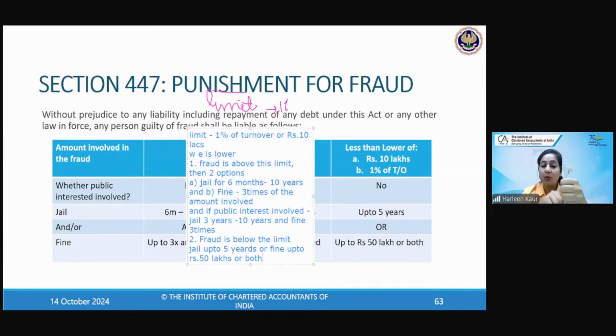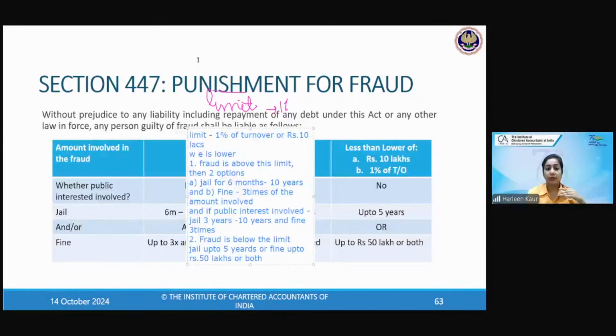So 447, number one, a limit is set: 1% of turnover or rupees 10 lakh, whichever is less. If the fraud is above this limit, then there are 2 categories, public interest involved or not involved. If it is involved, 3 years to 10 years and a fine of 3 times. If it is not involved, 6 months to 10 years of jail and 3 times the amount. If the fraud is below this limit, then jail up to 5 years or a fine up to rupees 50 lakhs, or both can be made applicable.